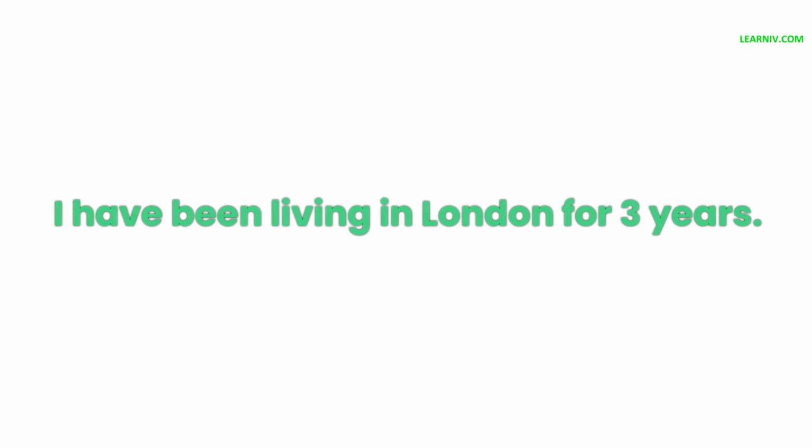In the sentence, "I have been living in London for 3 years," the present perfect continuous tense is used to emphasize that I have been continuously living there for a period, which started in the past and continues into the present. This tense highlights the ongoing duration of my time living in London.